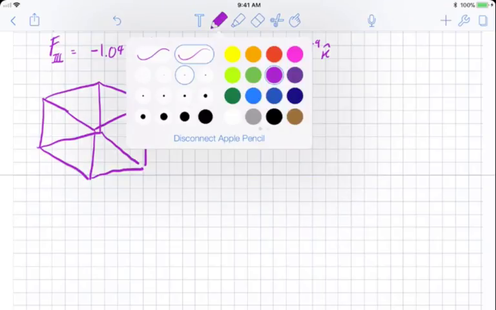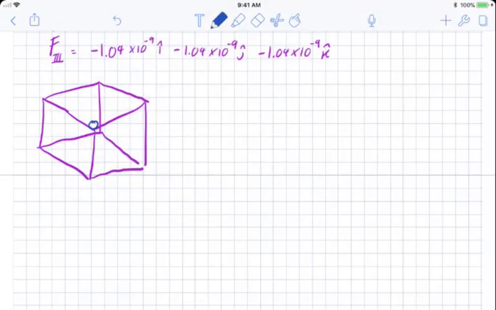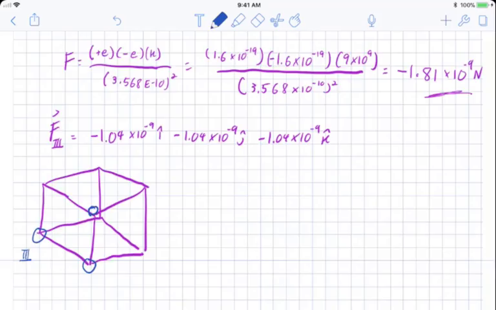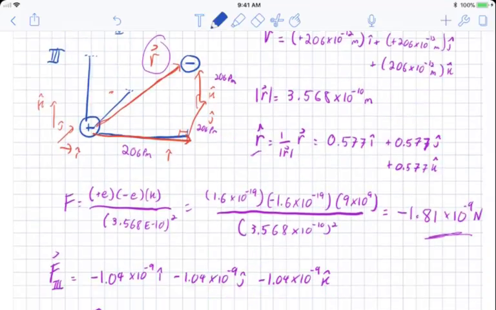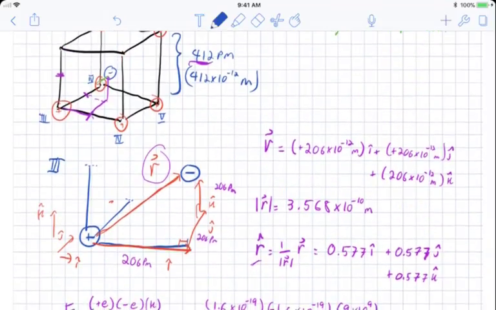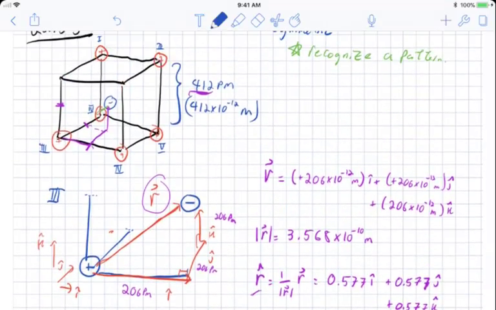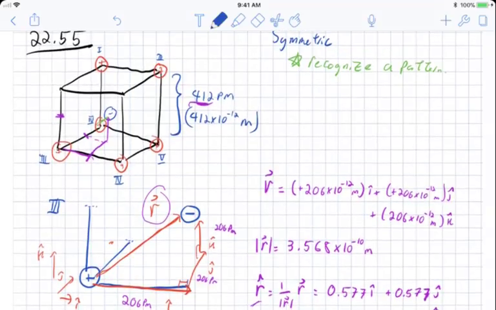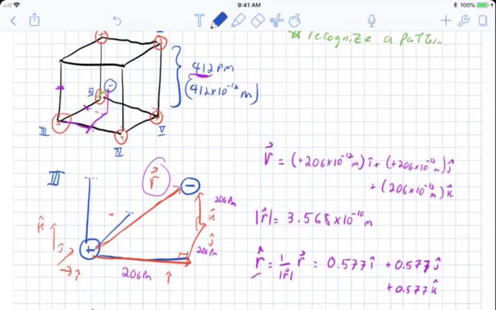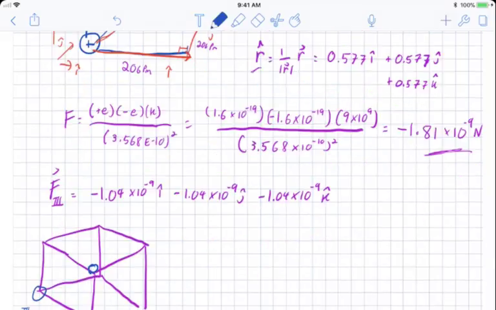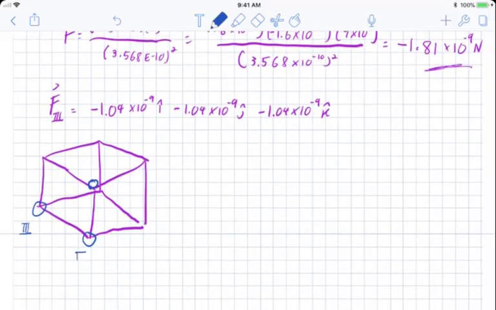Alright, so you got your charge in the middle. There's our 3. Here is, what did I call that one? I called that one 5. This one's 4. Okay.